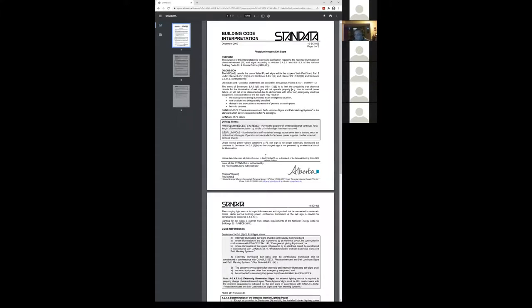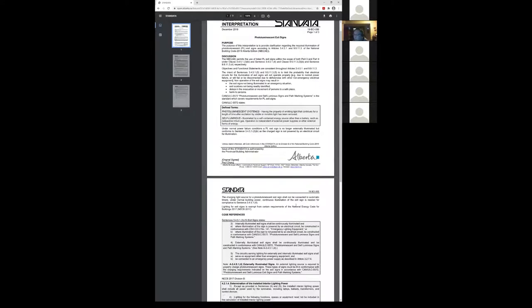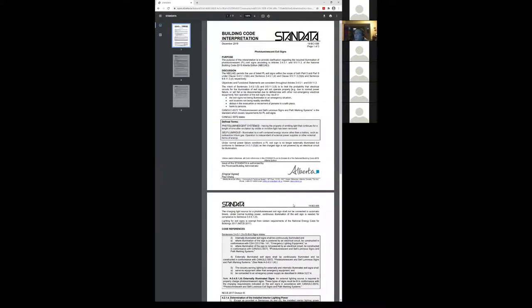So this standard was drafted to show the interpretation that photoluminescent exit signs, once energized, must have power or the external lighting to energize the sign 24/7. But when the normal power goes out, you don't need to have the emergency power tied into that light anymore, because the sign will be self-illuminating. So that's 19 BCI 006, and that's linked. It should still be linked when I provide the PDF version of that, but that's on our building code site.